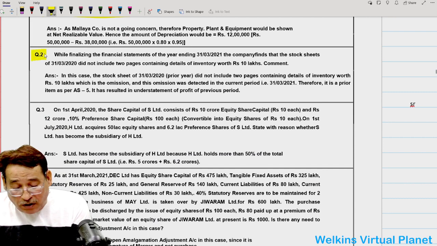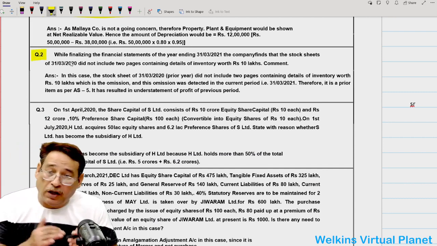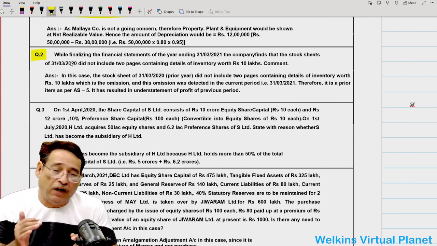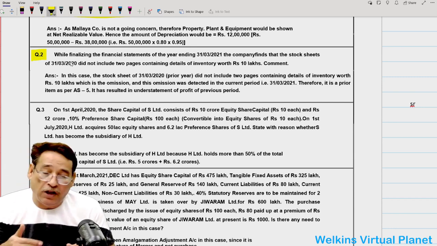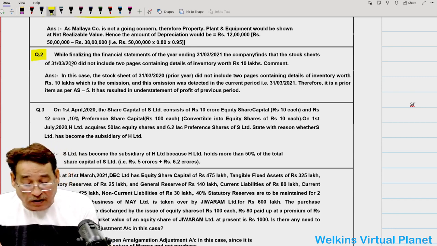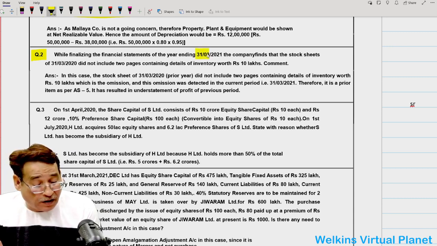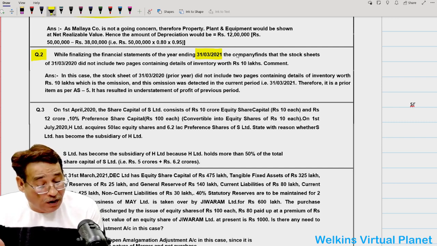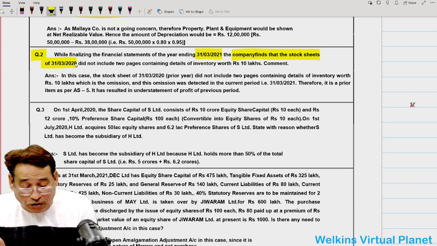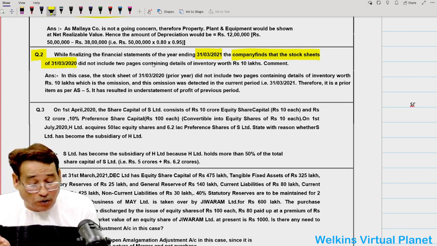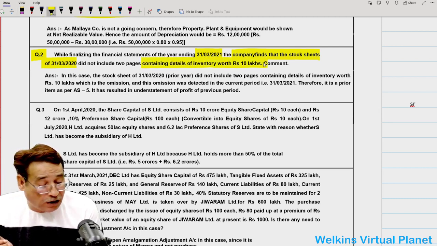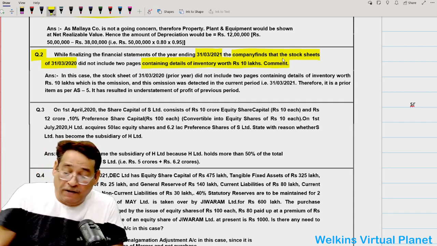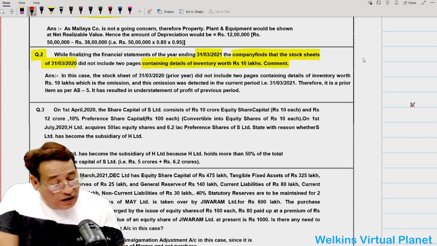Question number two actually deals with your AS5, correct? Prior period, net profit for the period, prior period, accounting estimates and changes in accounting policy. Here it is. While analyzing the financial statements of the year ended 31st March 2021, the company finds that the stock sheets of 31st March 2020 did not include two pages containing the details of inventory worth rupees 10 lakhs. Now, what happened in this particular case?